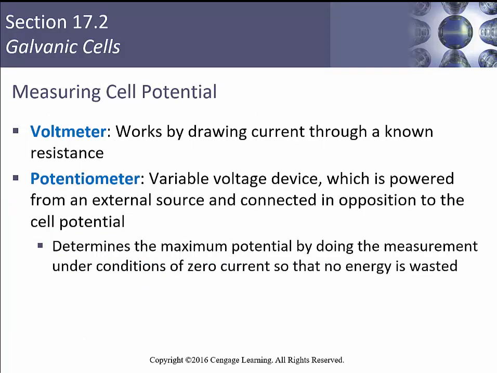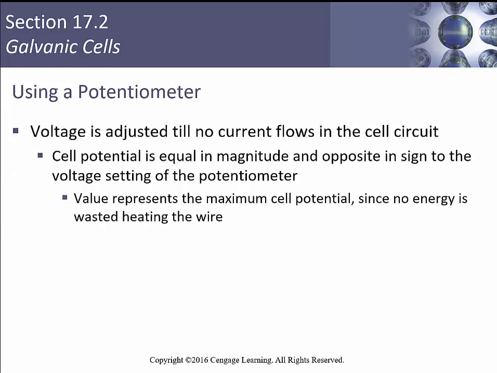We've got some ways to measure our potential. A voltmeter works by drawing current through a known resistance, and a potentiometer, which is a variable voltage device, is powered from an external source and connected in opposition to the cell potential. It's going to determine the maximum potential by doing the measurement under conditions of zero current so that no energy is wasted. So two slightly different ways of measuring things. You will oftentimes see people use those interchangeably. Not much I can do about that, but they're just two slightly different terms.